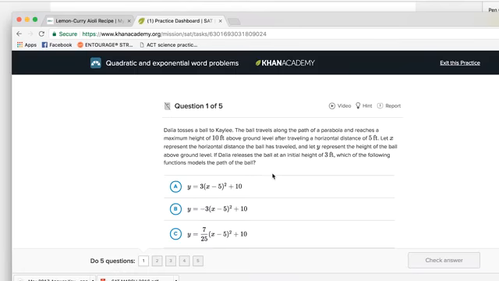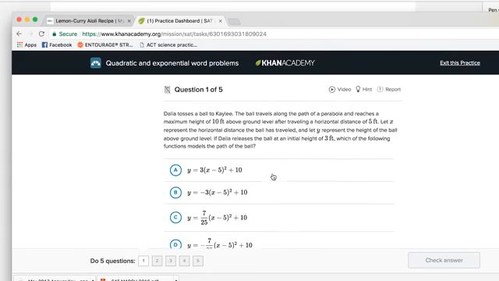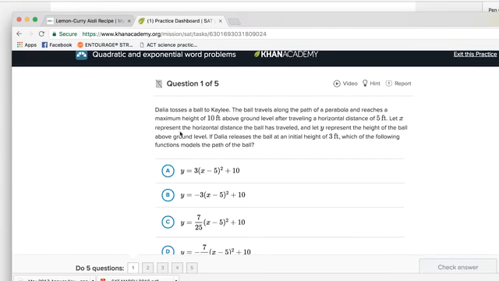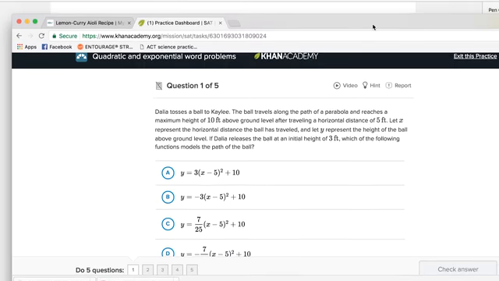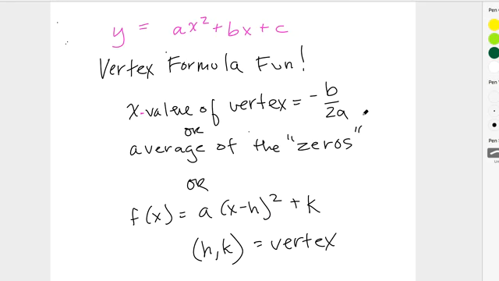So I can click on this. This is a perfect question to talk about these. We have Dahlia tosses a ball to Kaylee. The ball travels along a path of a parabola and reaches a maximum height of 10 feet above the ground after traveling a horizontal distance of 5 feet. So what happens there is we're seeing it goes to a maximum of 10 feet above the ground after going 5 feet over. So that means this point is 5, 10. Do you see how that's my vertex?